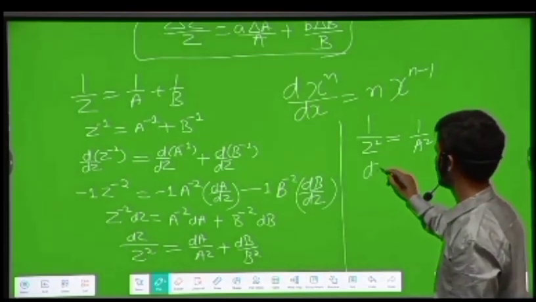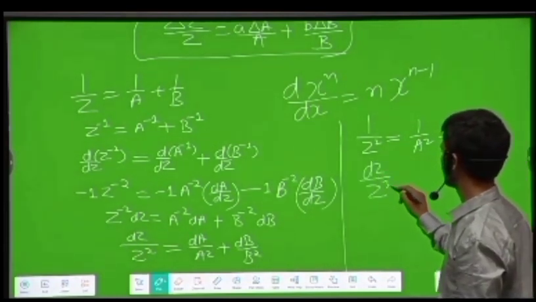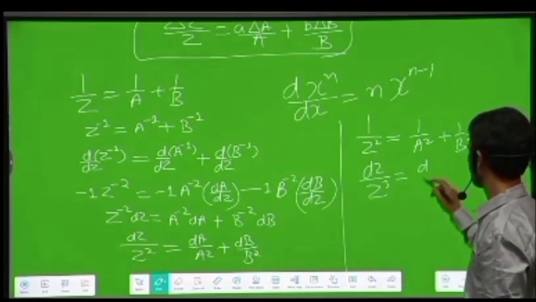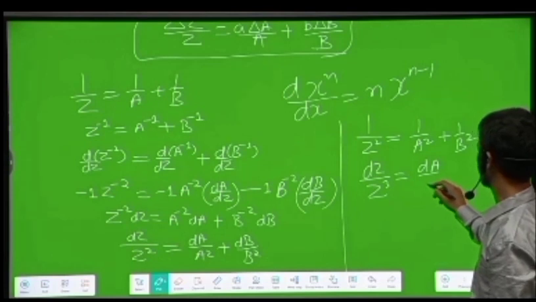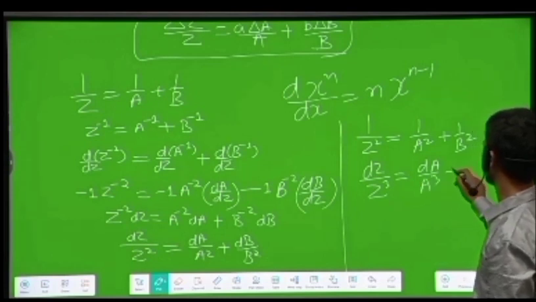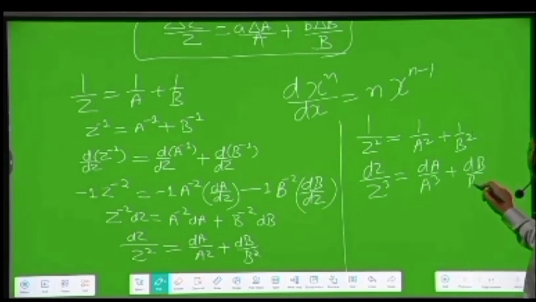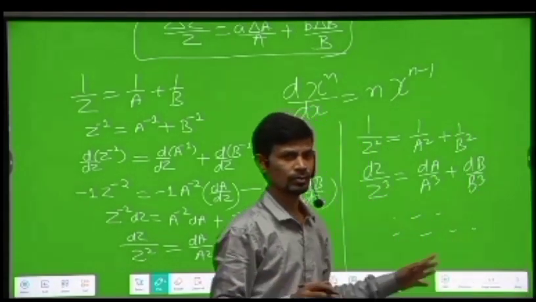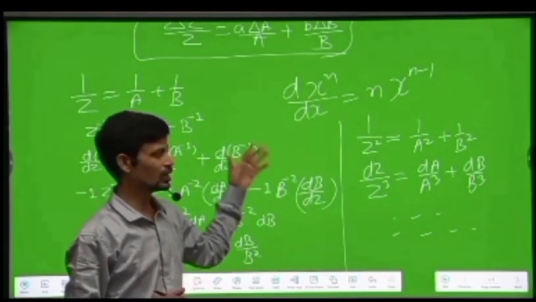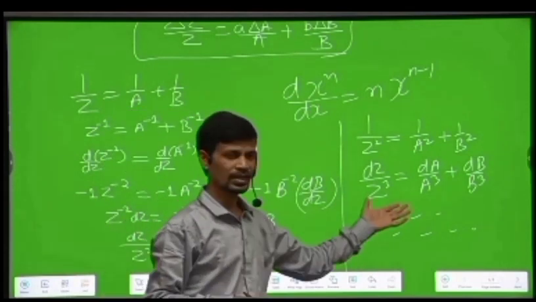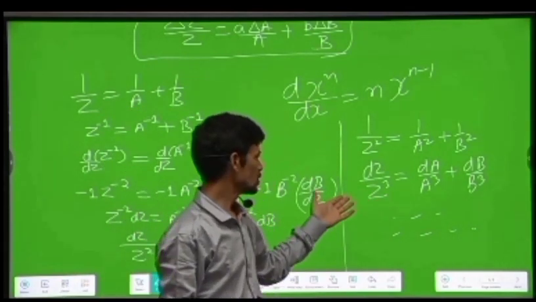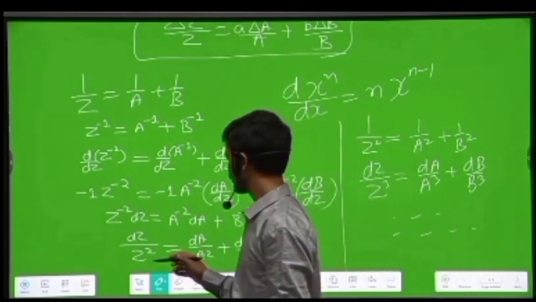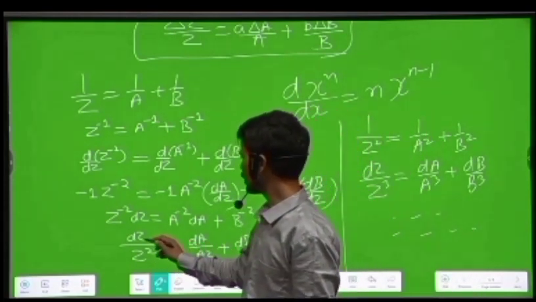So again, you can go with the same way, and if I would help you, I can write it dz by z to the power 3 equal to dA by a to the power 3 plus dB by b to the power 3, and so on. This is how we are going to solve such type of problem. We can modify such type of formula in terms of this error form. But from here dz can be obtained.